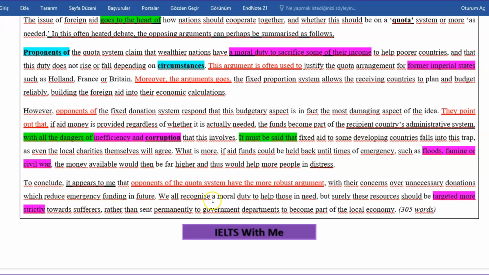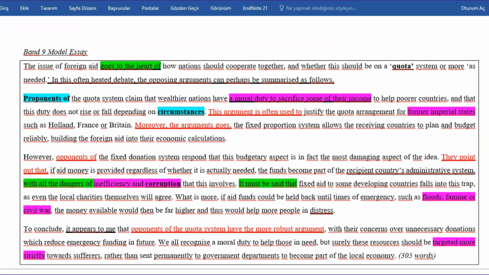We all recognize a moral duty to help those in need, but surely these resources should be targeted more strictly toward sufferers rather than sent permanently to government departments to become part of the local economy.